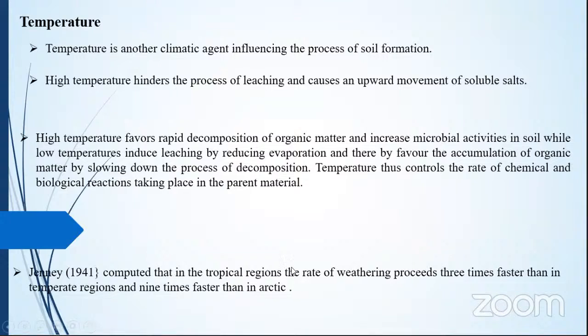So in tropical regions, we can see a very well developed situation because the temperature is very high, the water is there, and due to the heavy temperature the microbial activity is more. Decomposition will take place very fast. Naturally, the acids or some chemicals released by the microorganisms will act upon the parent material, and that leads to the weathering of parent material and the formation of soil horizons.